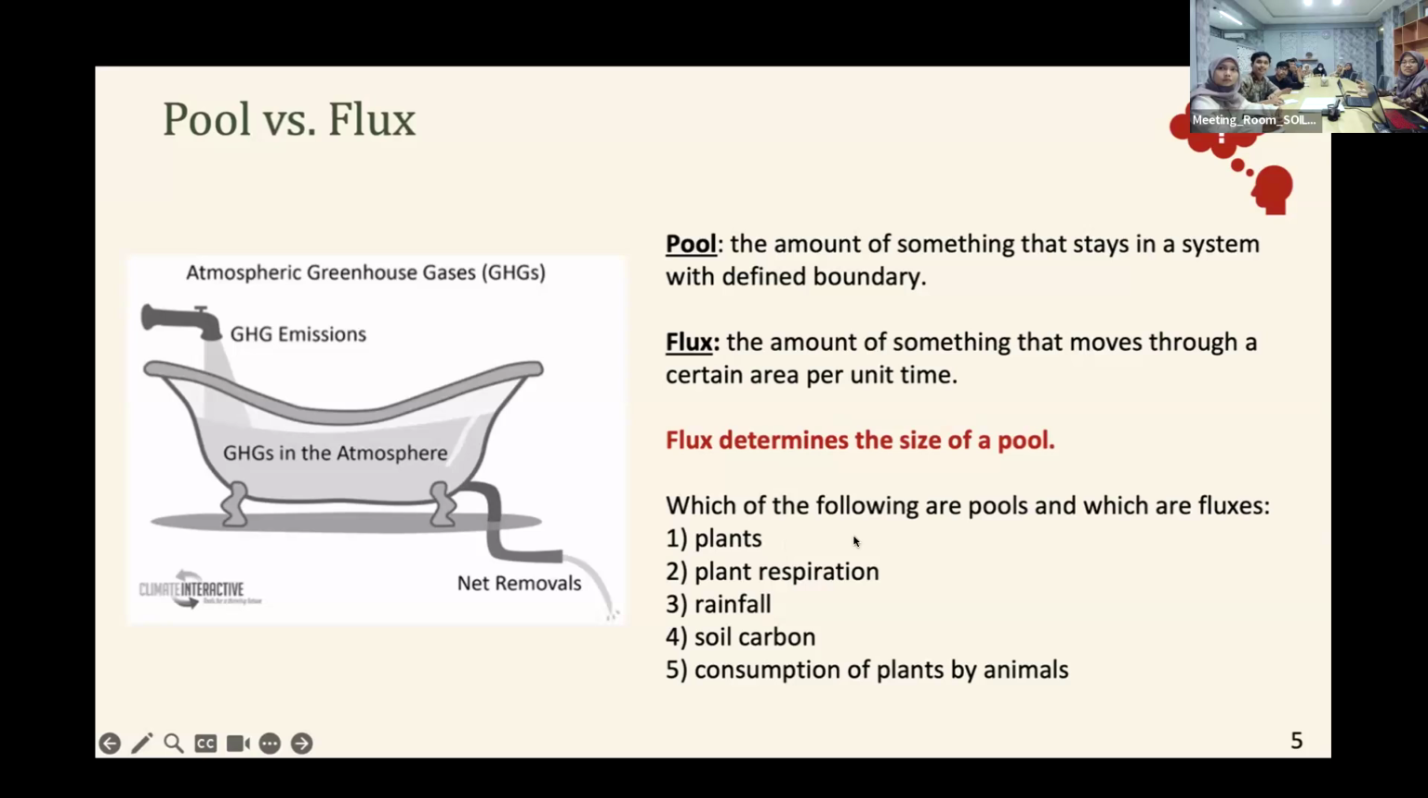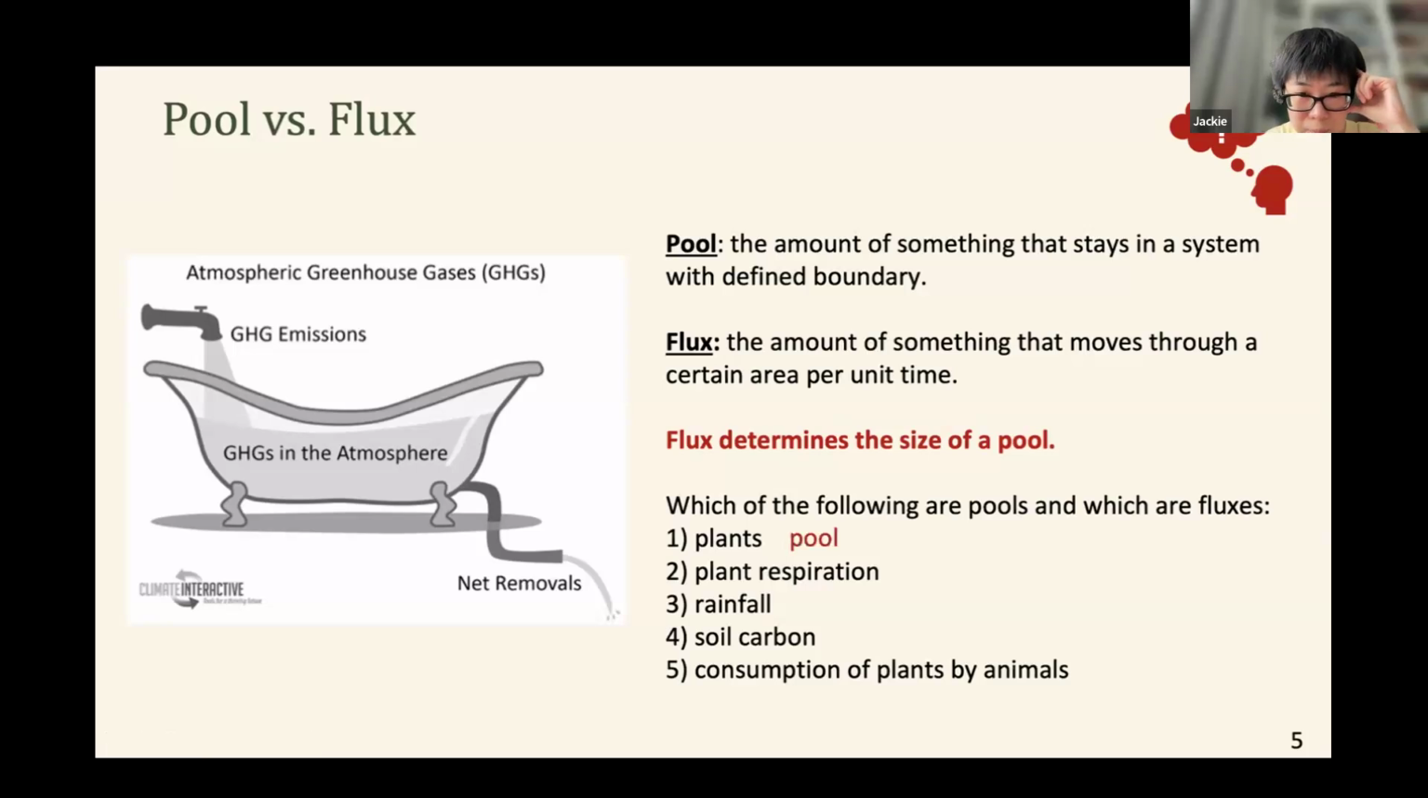Pools. Pools, very good. What about plant respiration? Flux. Flux, good. Rainfall? Flux. Flux, good. Soil carbon? Pool. Pool, very good. Consumption of plants by animals? Pools. Think about it one more time. So it's the consumption of plants by animals, describing this change rate, right? So it is one thing moving from one pool, the pool of plants, to animals. So basically that is flux.